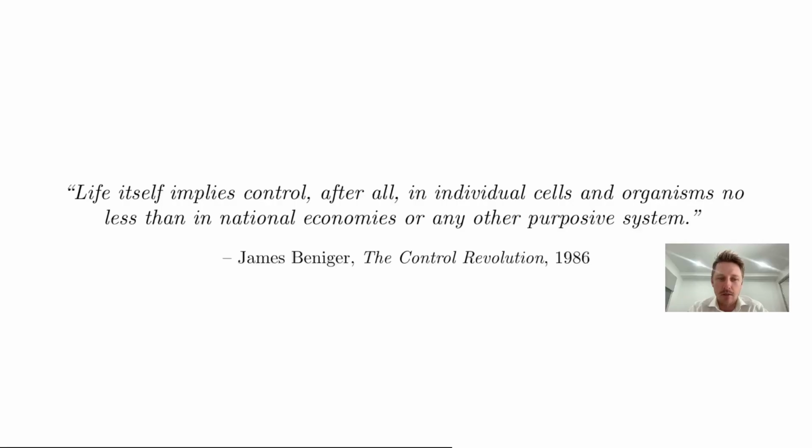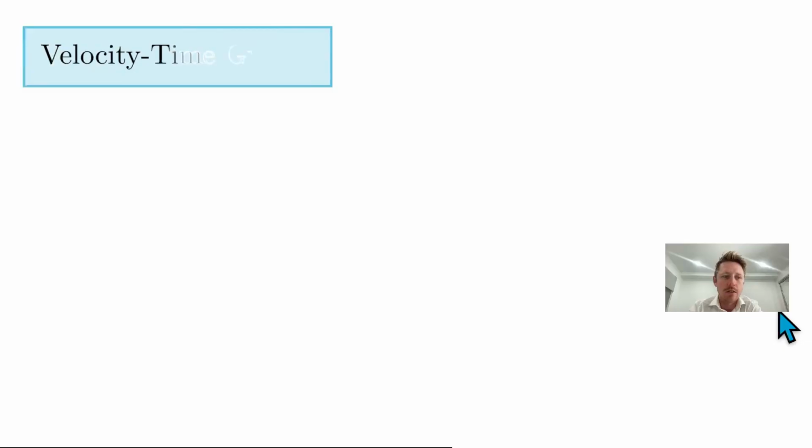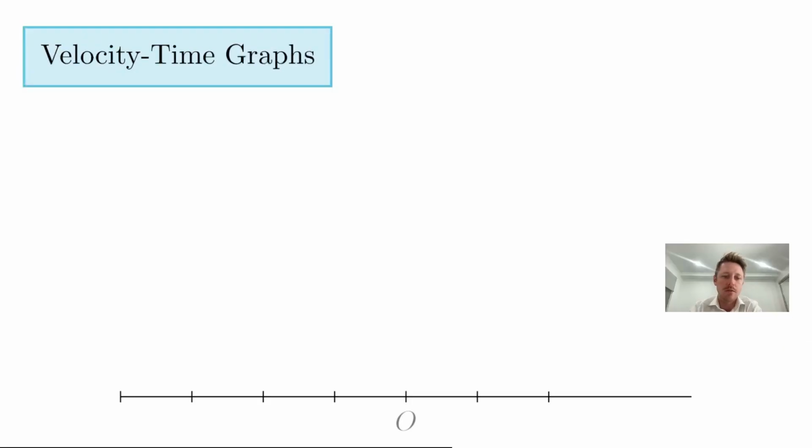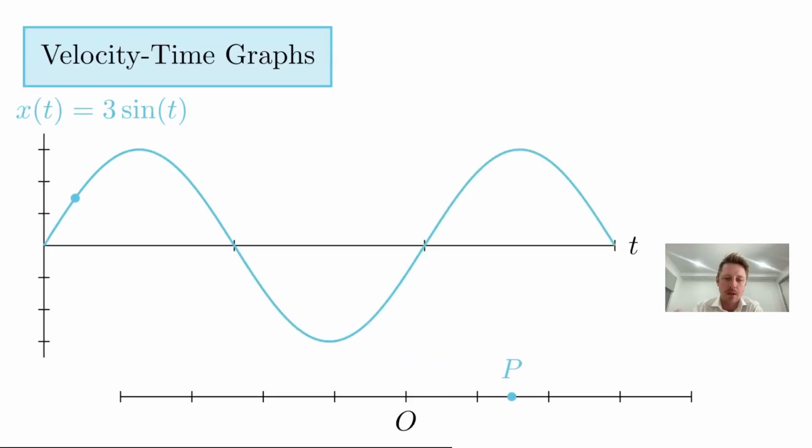Anyway, we're going to look at velocity time graphs, and what I'm going to do is let the video play for the most part here, and then I'll come back later and explain it in more detail. The first thing to say is that we're going to be analyzing the motion of this point P. Down the bottom you can see the path that point P is tracing out, and it has a position function, x of t, which is 3 sine t.